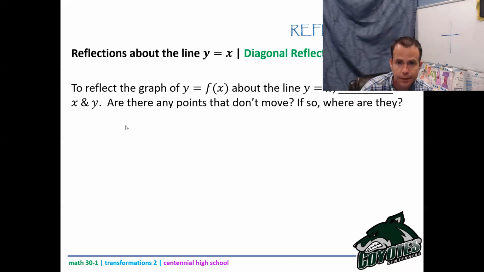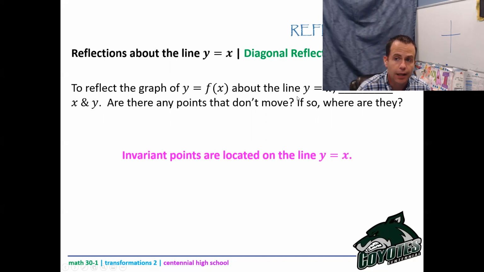Yes, there are. Can you think of any sort of point that when I switch them, I get the same thing? Like 2, 2, or 8, 8, or -7, -7, or negative pi, negative pi, okay? It doesn't matter whether it's rational or irrational or whatever. If the x and y values are the exact same and I switch them, I still have the same point. So those are going to be the invariant points. Now, those happen to be all the points that lie on the line y equals x, which again, that's my mirror line, so that should make sense.